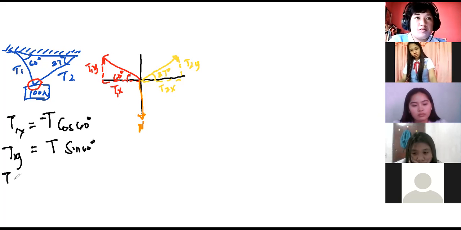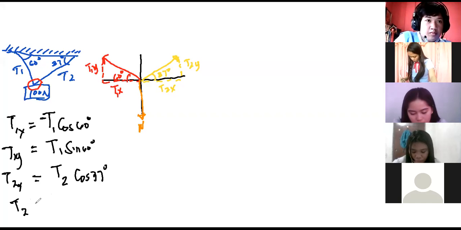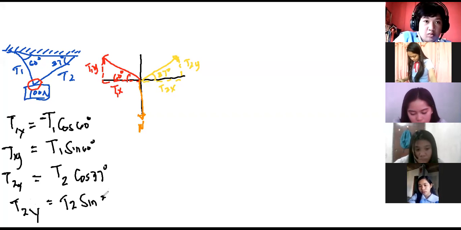So let's go to tension 2x. Your tension 2x will be equal to tension 2 cosine 37 degrees. And your tension 2y will be equal to tension 2 sine 37 degrees. So that will be your tension 2y.